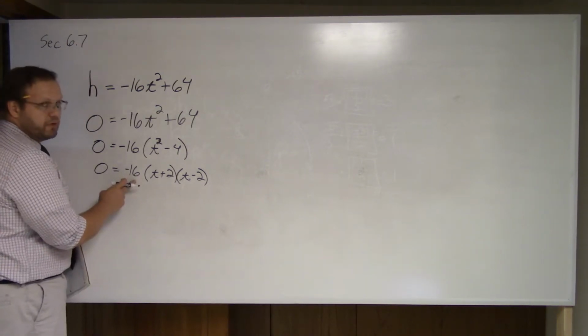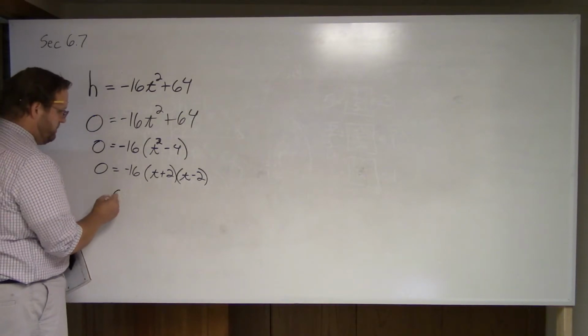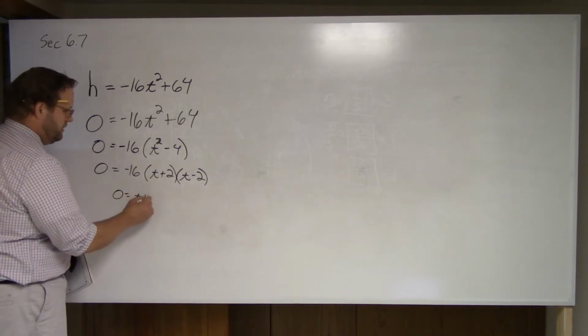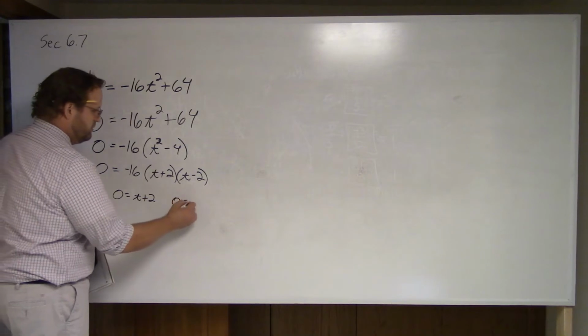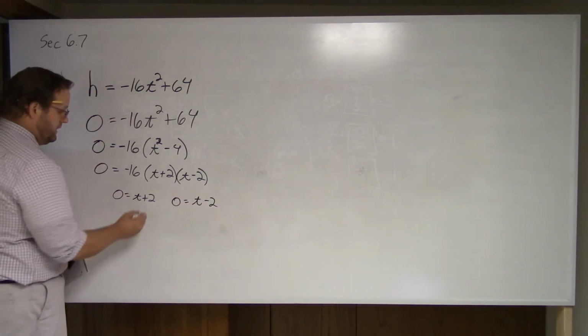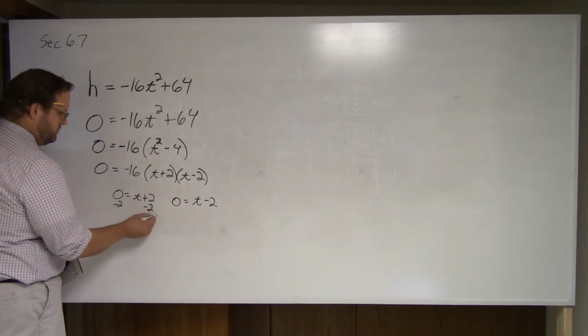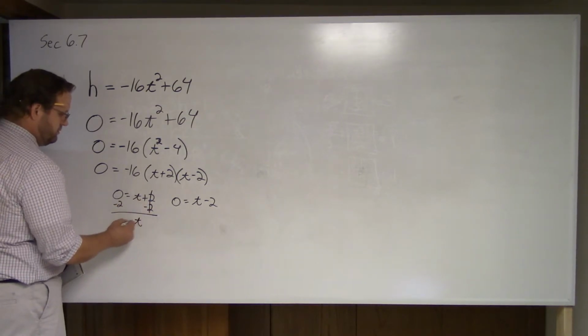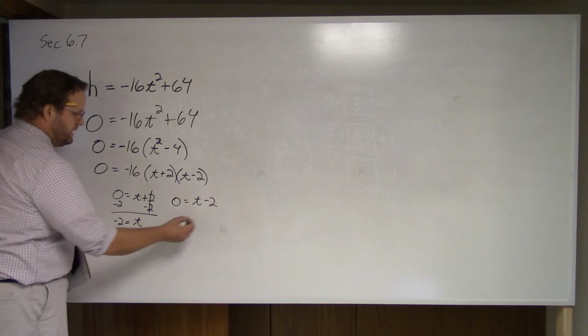This 0 is never going to come from the negative 16, so I set it equal to the t plus 2 and the t minus 2. I subtract a 2. And here I add a 2.